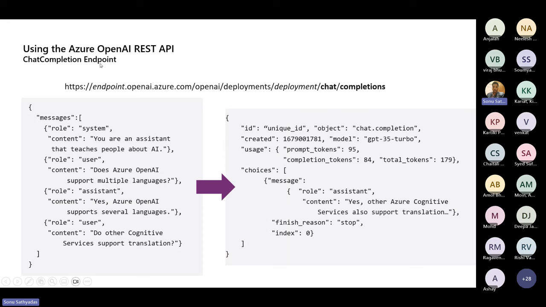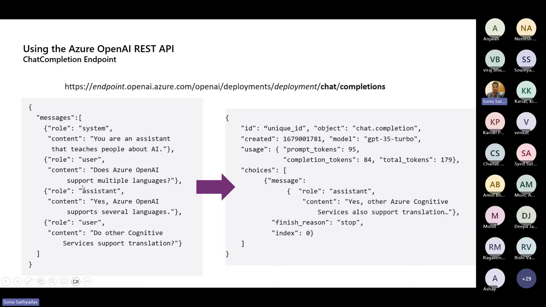And here is the chat completion endpoint. While using the chat completion endpoint, instead of simply completions, you have to say chat/completions, where you put the prompt in a messages format. Messages means an array of message contents. First you set the role as system and set the system message. The content is, you are an assistant that teaches people about AI. So this is the system message we are setting. Then there is a role user with an example content, like does Azure OpenAI support multiple languages? And then as an example response, we have the role assistant saying yes, Azure OpenAI supports several languages. And the next prompt is the actual prompt.